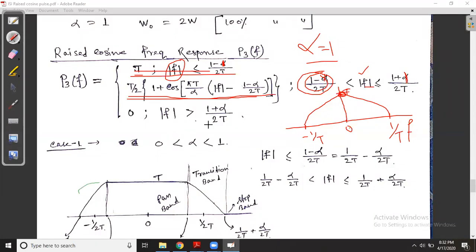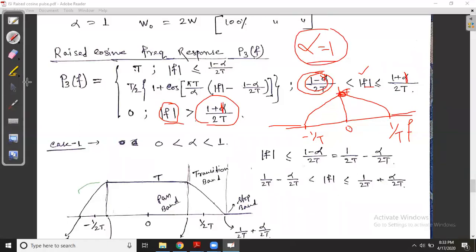Whenever the value of alpha is 1, here also, at that time frequency is greater than 1 by t, both sides due to the mod, and then P3F is 0. That means this side is 0, this side also it is 0. So now the pulse is only this much. This is the pulse now when the alpha value is 1.